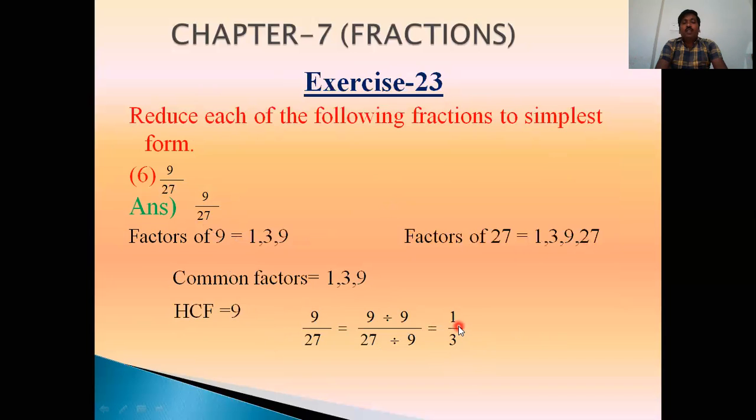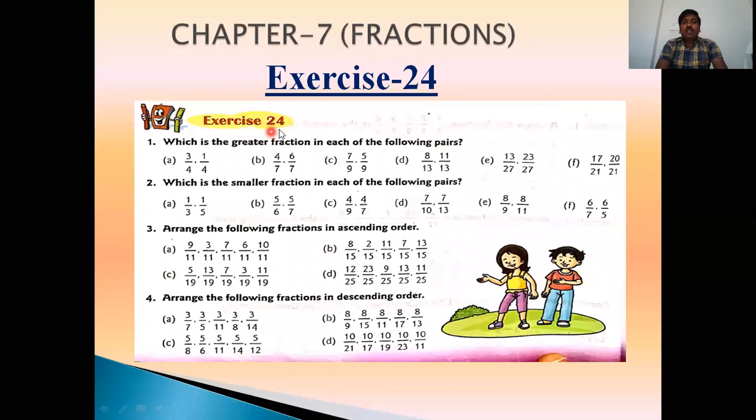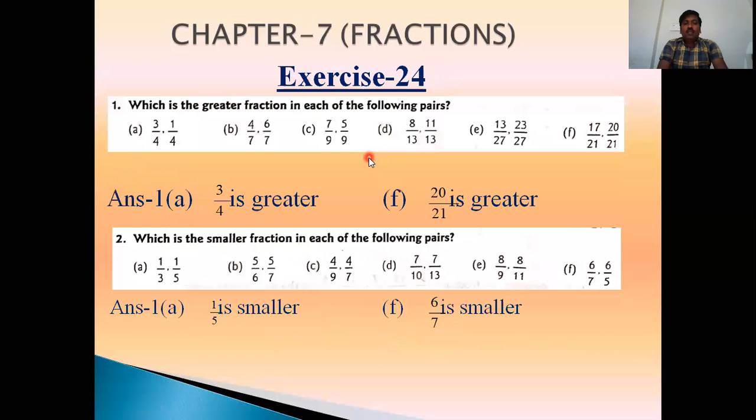It means 1 by 3 is the simplest form of 9 by 27. Now here is exercise 24. Which is the greater fraction in the following pair? And now here is the first question, 3 by 4 and 1 by 4.